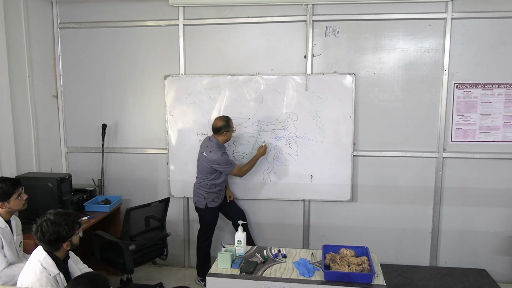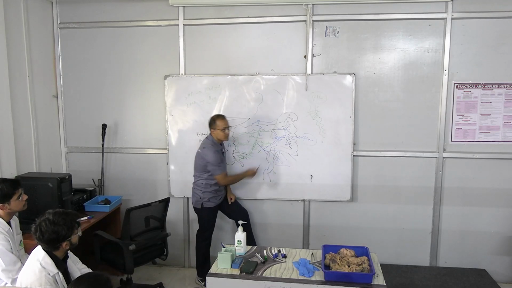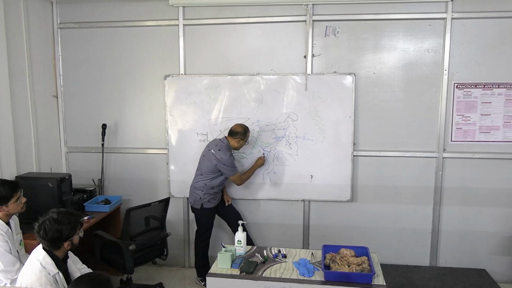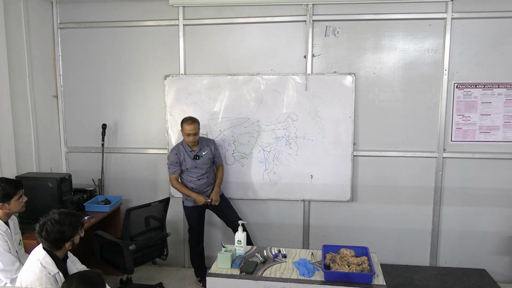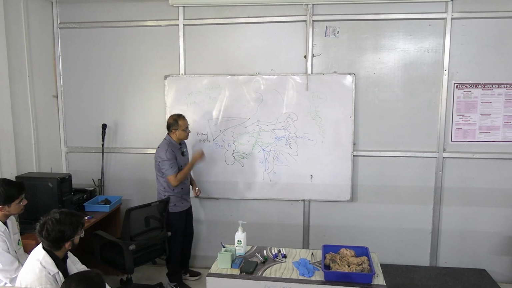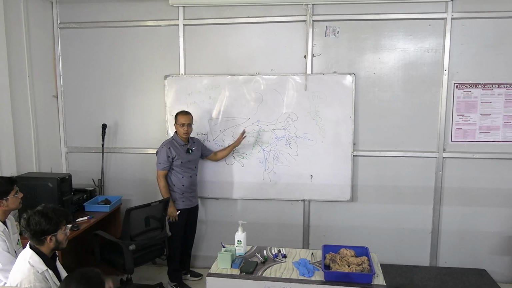Now what do the other branches do? They go to supply the sigmoid colon. We call them sigmoidal branches. And the main artery continues down as the superior rectal artery. They supply the upper half of the rectum. Clear? So this is how the whole thing is supplied, a network like this.